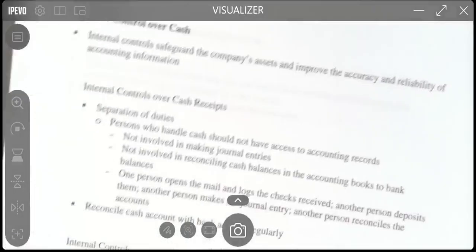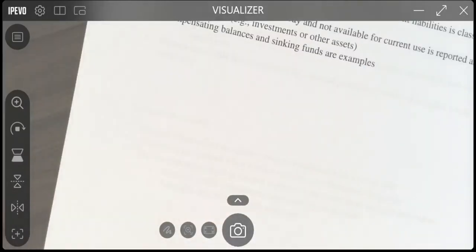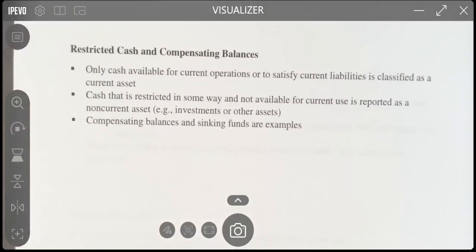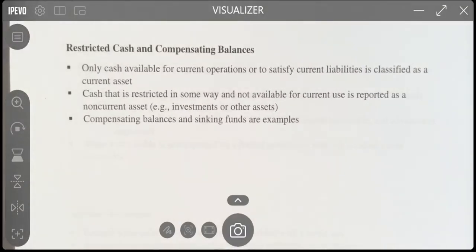Now, another aspect of the total cash on the balance sheet is restricted cash and compensating balances. Cash available for current operations or to satisfy current liabilities is classified as a current asset. Cash that is restricted in some way and not available for current use is reported as a non-current asset in either investments or other assets. Examples include compensating balances and sinking funds. You'll learn what these are over time.